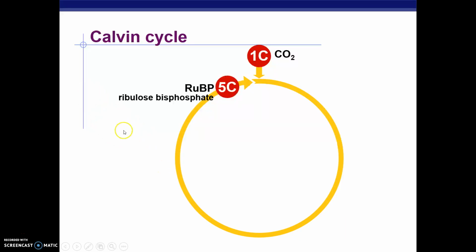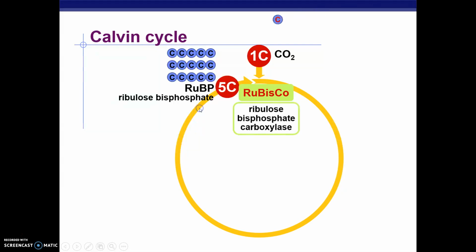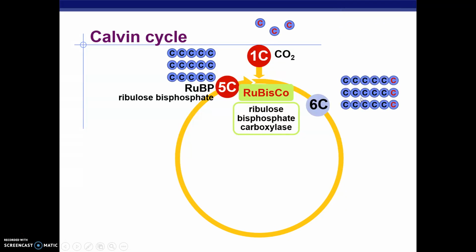So let's go over the Calvin cycle. One carbon dioxide will be attached to a 5-carbon molecule, RuBP, which stands for ribulose bisphosphate. And we'll have to do this with 3 molecules of each. So there will be 3 molecules of carbon dioxide, each combining with 3 molecules of RuBP to form 3 molecules of a 6-carbon compound.